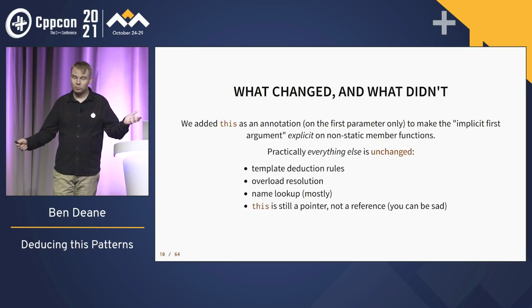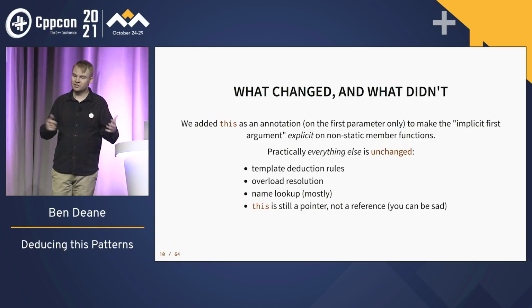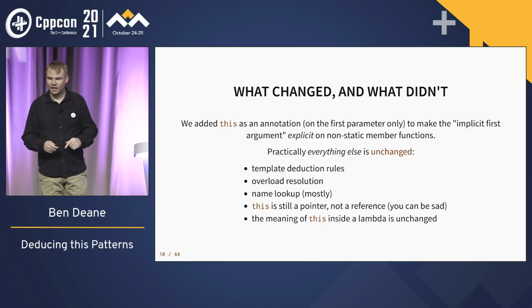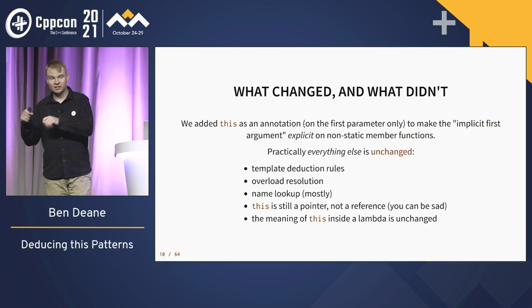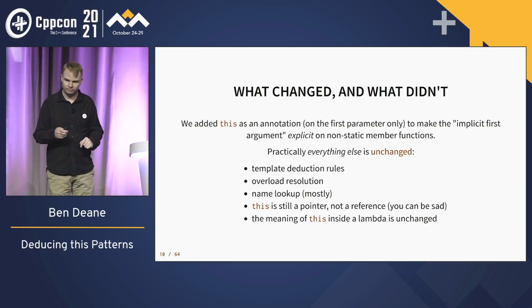This is still a pointer. C++ had this before it had references, so we can still be sad about that, but this is still a pointer when you say this. And another important thing, the meaning of this inside a lambda, because it has a special meaning inside the lambda, of course, that remains unchanged.